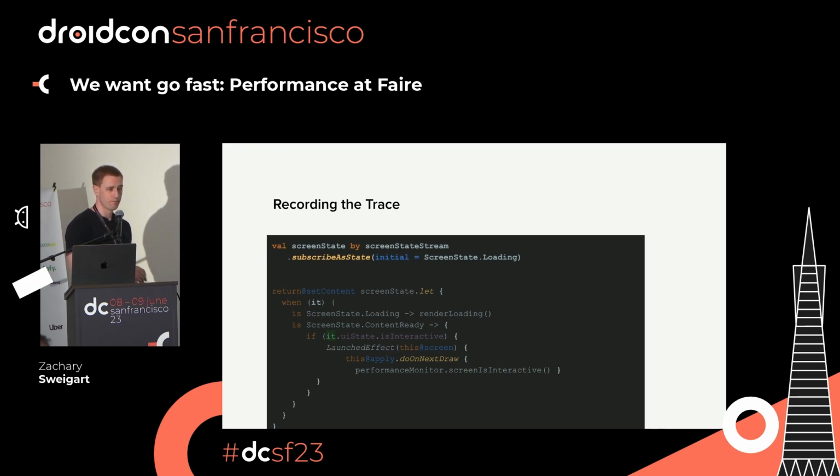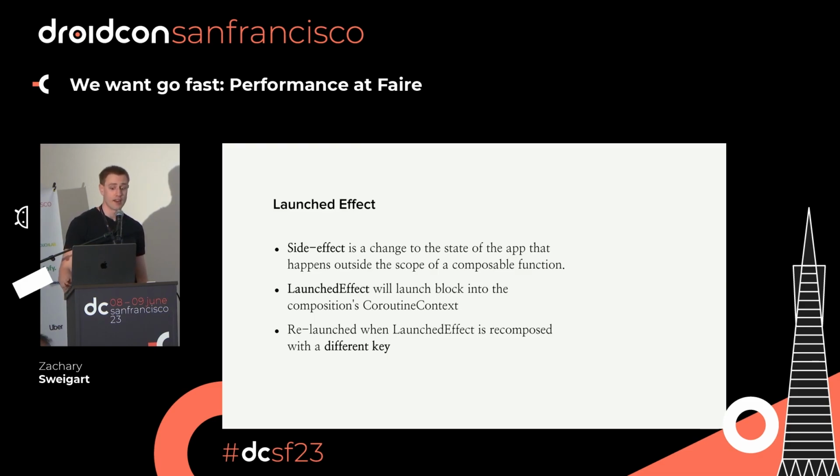So user performs an action, we open up a new screen as fast as possible under that 100 milliseconds and start with a loading UI. And while that's happening, we'll be processing data in the background. Once that content is ready, if the UI state is interactive, we use a launched effect to mark the screen as interactive as soon as we're done drawing. And if you haven't used launched effect, it's a way to use side effects that are outside the scope of the composable function. So this will launch a block into the composition's coroutine context, and this only gets relaunched when the view is recomposed with a different key.